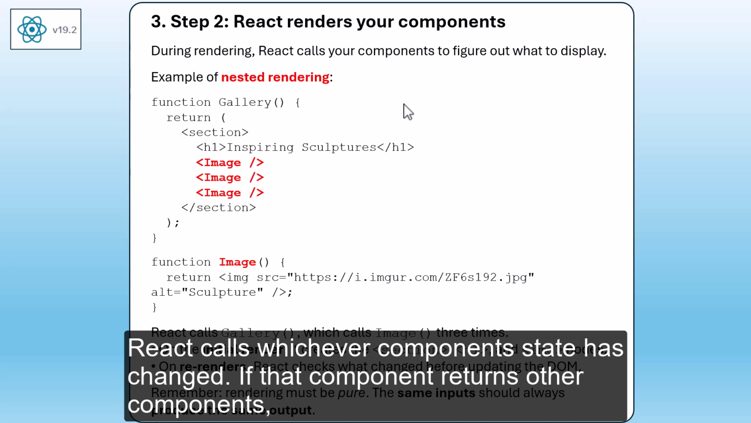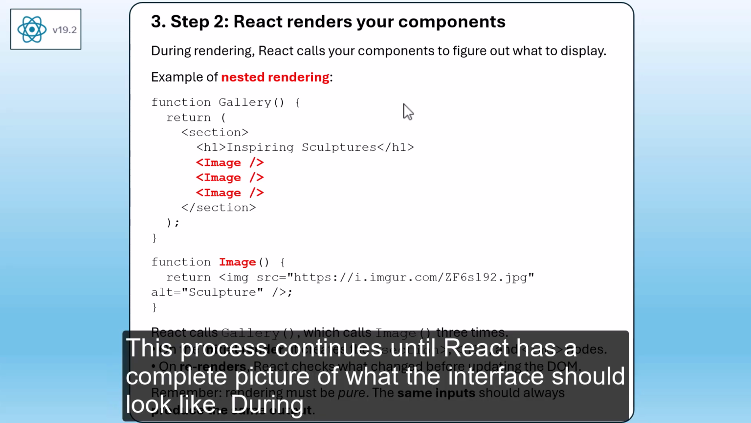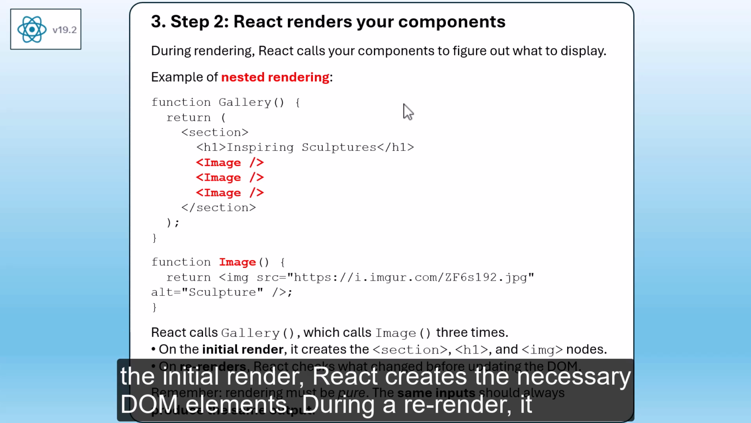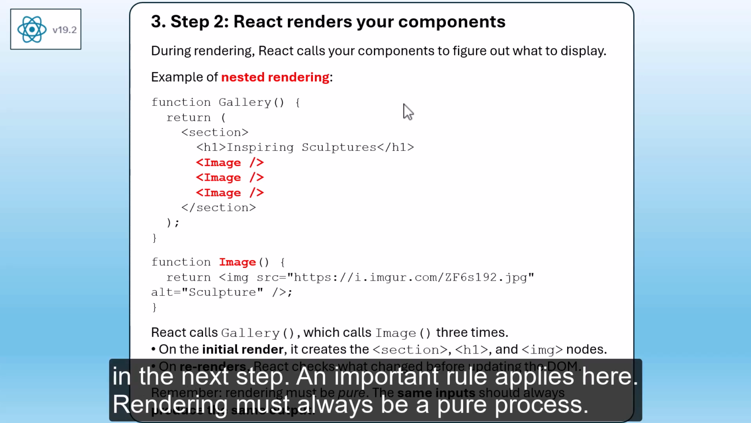If that component returns other components, React continues calling those too, step by step, until the entire tree of components has been processed. This process continues until React has a complete picture of what the interface should look like. During the initial render, React creates the necessary DOM elements. During a re-render, it checks for differences, noting what has changed, but doesn't yet update the screen. That happens in the next step.